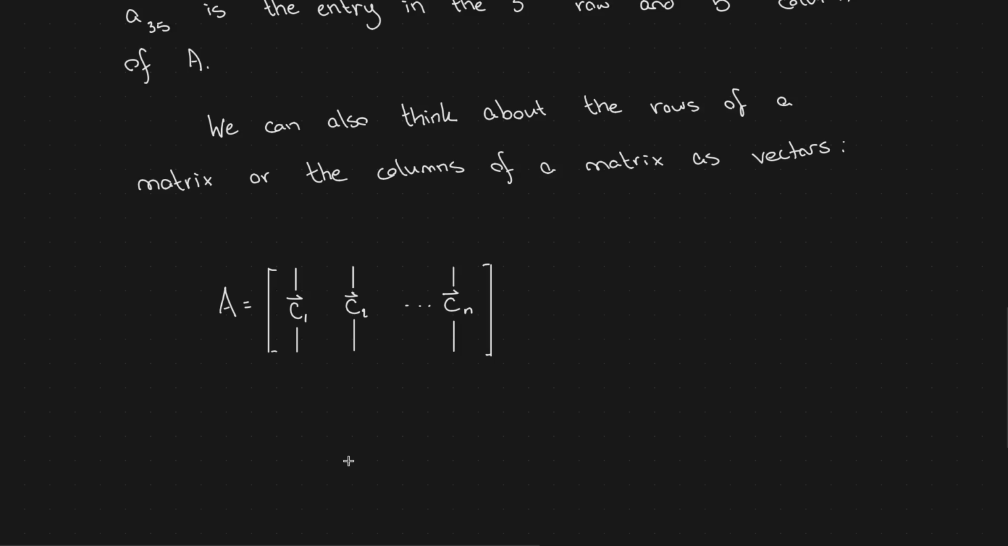Or we could do the same thing for rows. Okay, so I might have row vectors being the rows of the matrix. And sometimes we might leave it like this, but I think it's a little clearer if we have horizontal lines here indicating that these vectors are filling the entire row. It's not just a single entry.